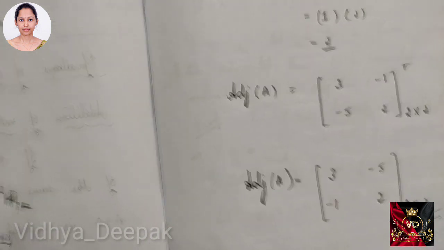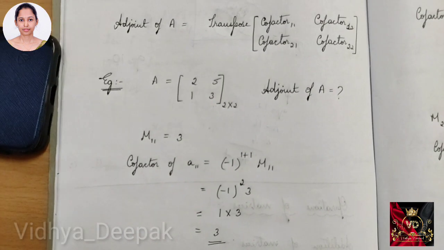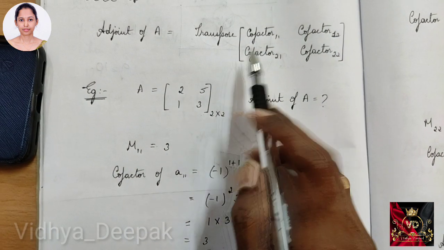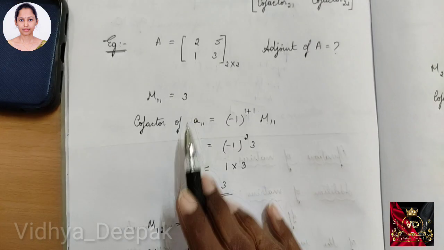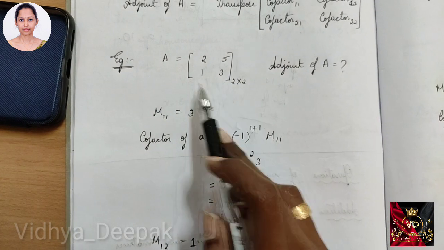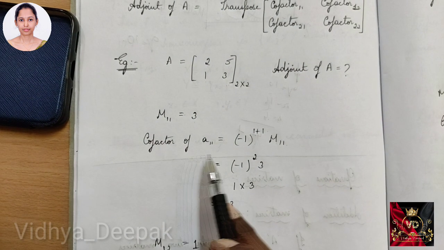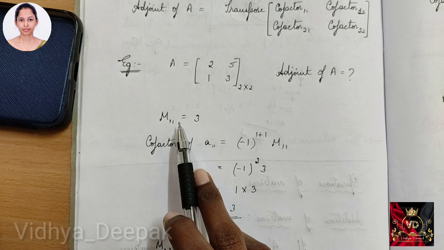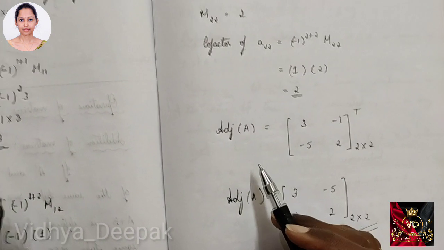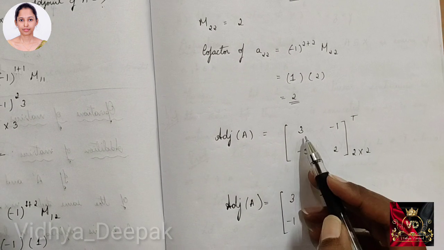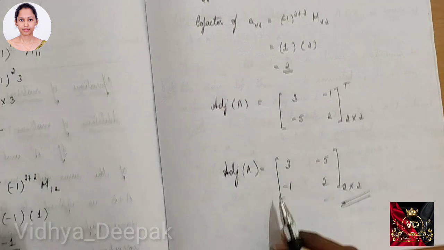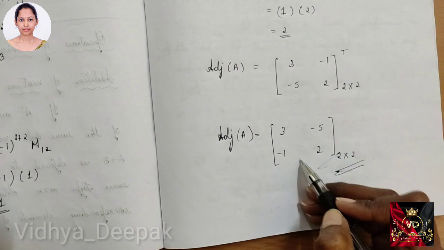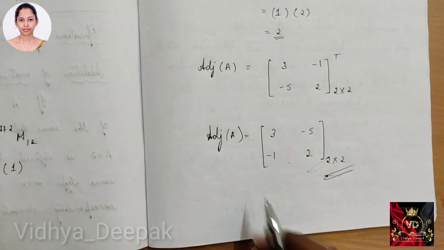Let us see once again what we did. In order to find the adjoint, we have to find the transpose of the cofactors of each element. First we found the cofactors of each element, and to find a cofactor we should know the minor of each element. After finding all the cofactors, we replaced each element with its cofactor, took the transpose of this matrix, and got the adjoint of A.